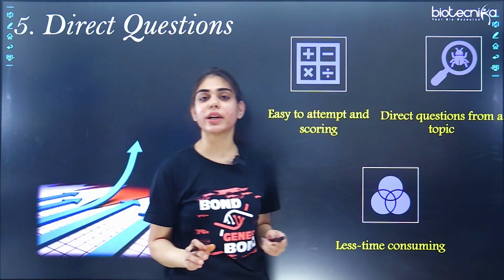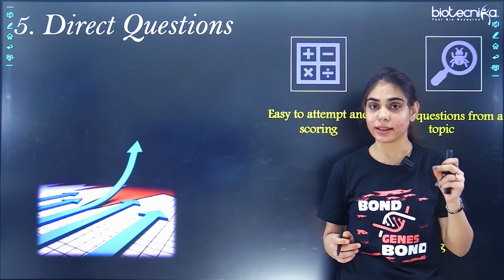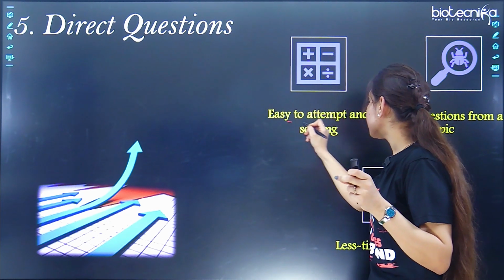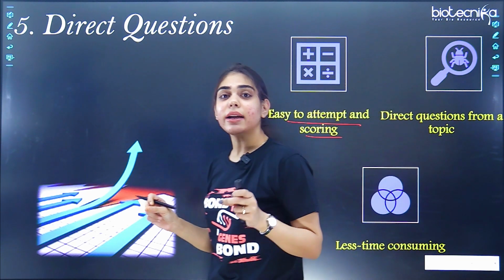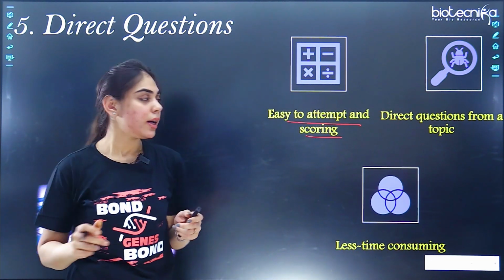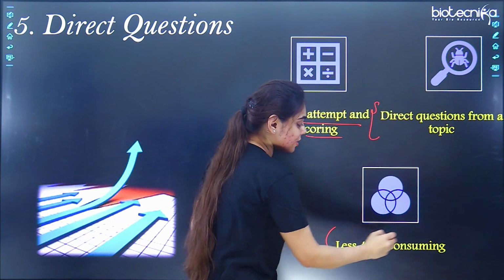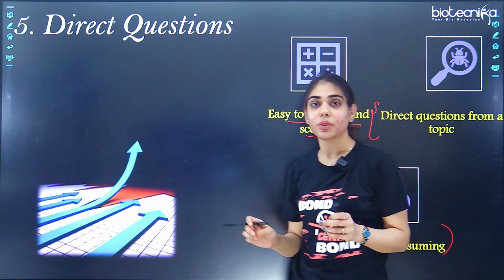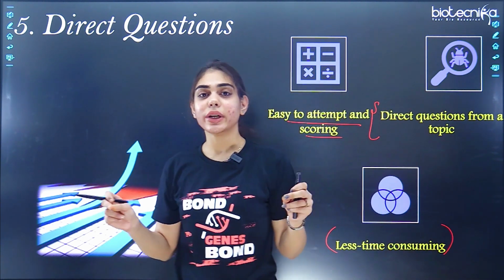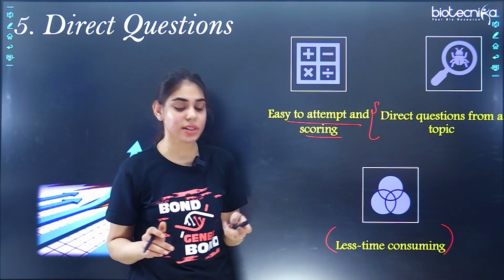Now coming to the fifth kind of question, that is the direct question. What is the advantage of solving this kind of question? It is easy to attempt and scoring. Why easy? Because it is direct. It will take less time to read the question, and because direct questions are asked from a topic, it is less time consuming. But there is one disadvantage associated with this kind of question. Only if you know the answer can you answer this question, otherwise you have to skip it.